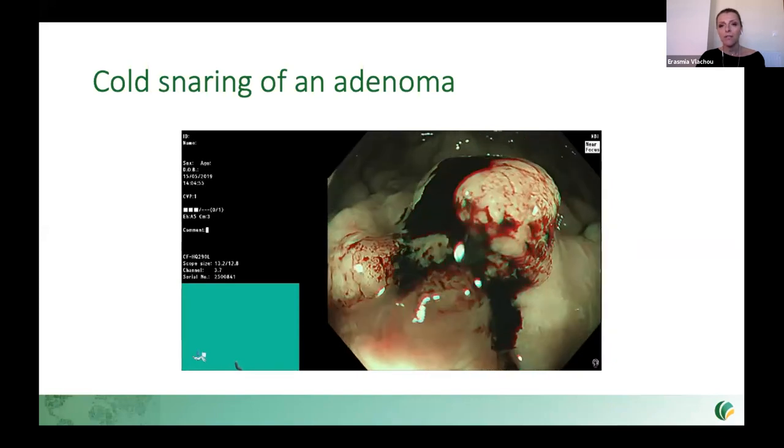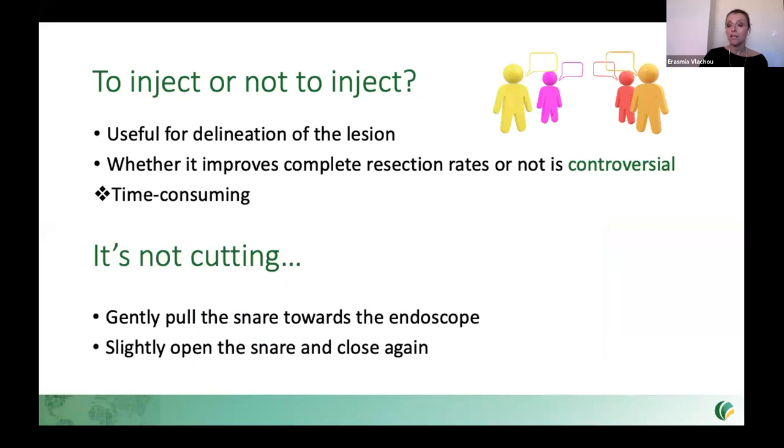So the technique is pretty much straightforward. Occasionally, some questions might arise as to whether or not, for example, we should use submucosal injection. Submucosal injection is not necessary for the resection itself or for the safety of the procedure. And whether or not it improves complete resection rates, the available evidence is basically controversial up till now. On the other hand, it can also be quite time consuming, especially if we're dealing with numerous diminutive and small polyps. So adding an extra step might actually prolong the procedure considerably.